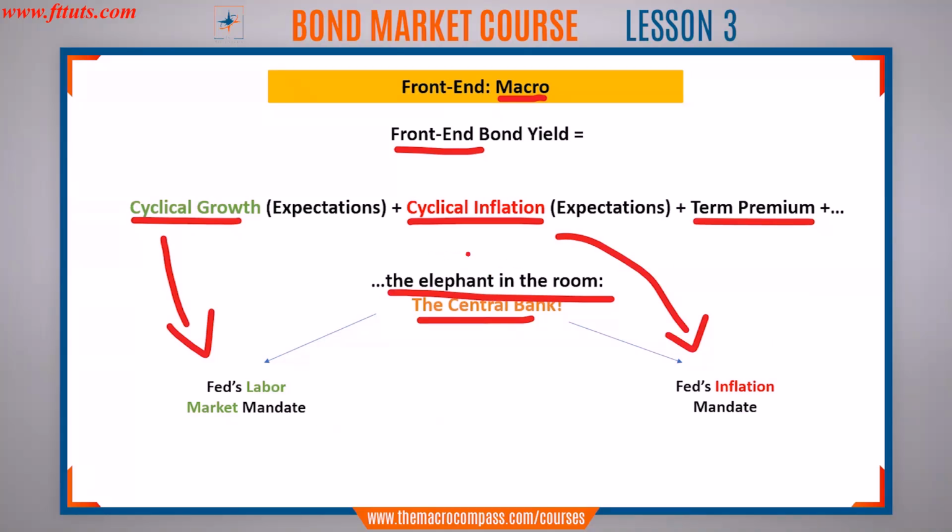So you can always square this. In normal times, when the central bank forward guidance and reaction function reflects indeed cyclical growth and cyclical inflation, you can always square front-end bond yields through the macro approach by looking at the expectations about the cycle in the labor market and the cycle in inflation.